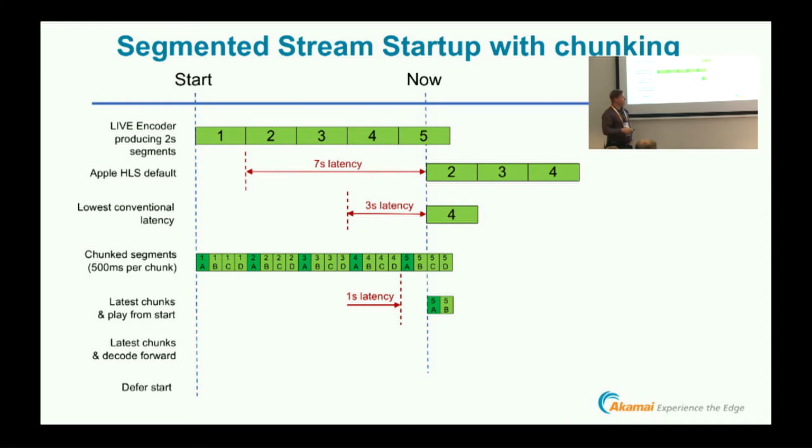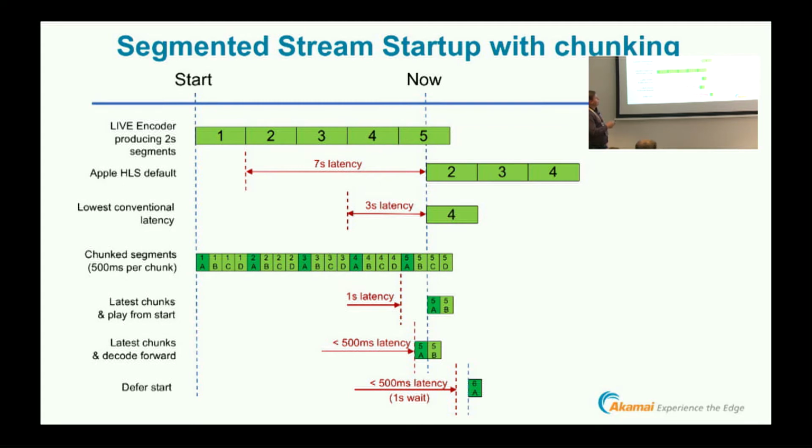Now it can get even lower than that because even though it's got 5A and 5B, it could essentially decode faster than real time. It's got the data. It can seek forward into them. If it does that, it'll have latency less than 500 milliseconds. A second way it can reduce the latency is to wait for the start of the 6th segment. It can make a well-timed request for 6A, and when it does that, it would also have less than 500 milliseconds.